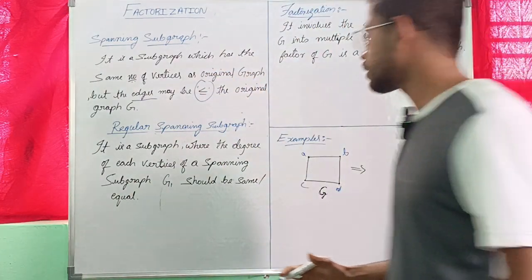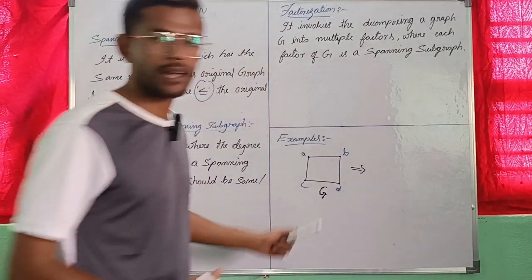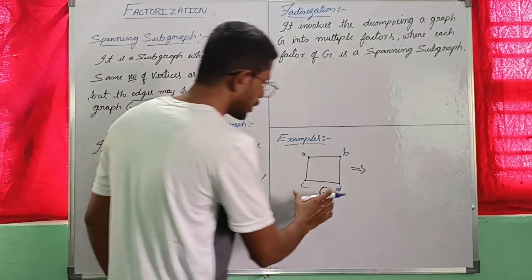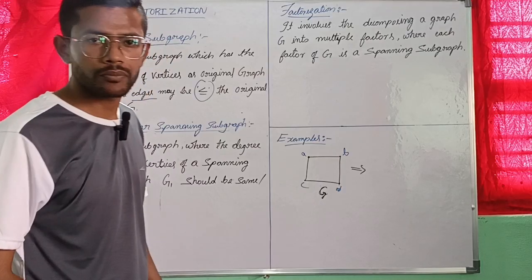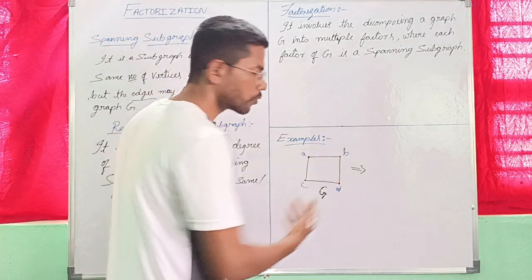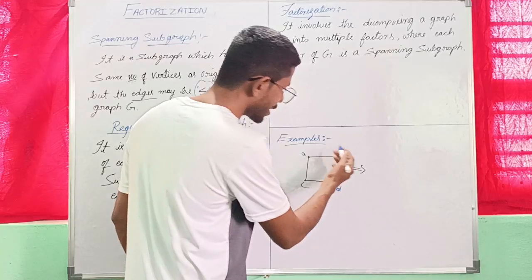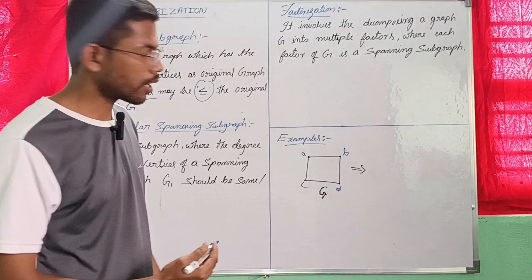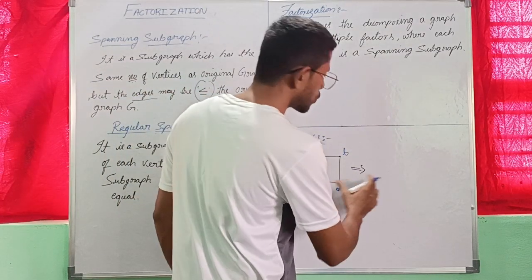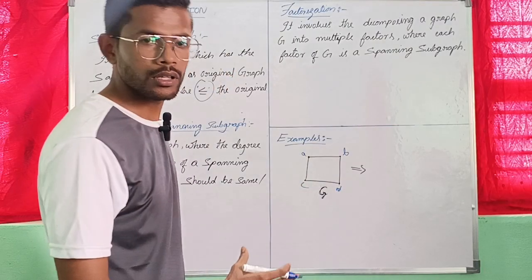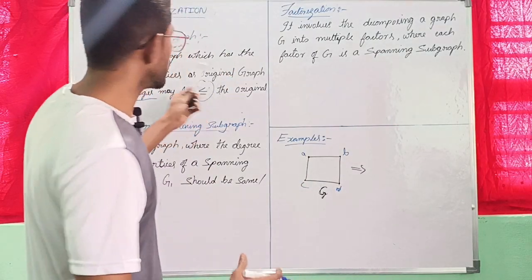Let us understand better by using an example. I drew a graph G here, which consists of four vertices and four edges. I name these vertices A, B, C, and D. And let us draw the spanning subgraph by considering this definition.